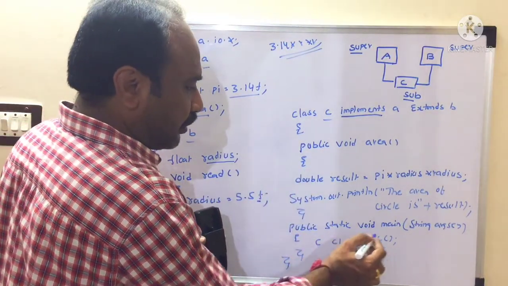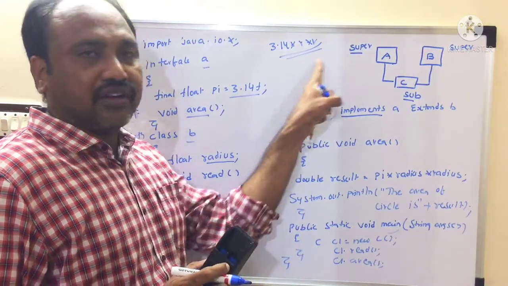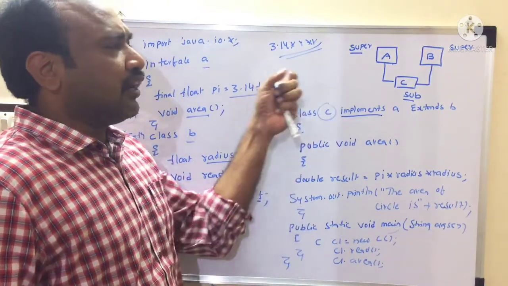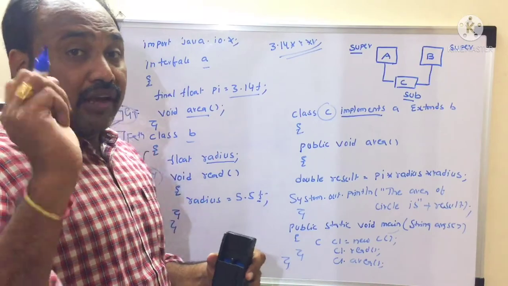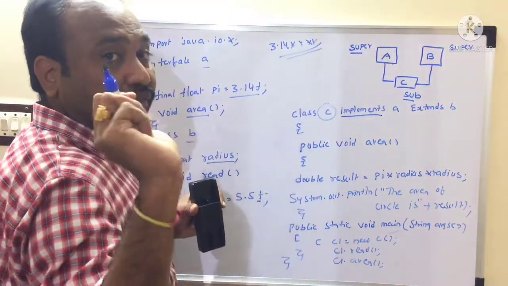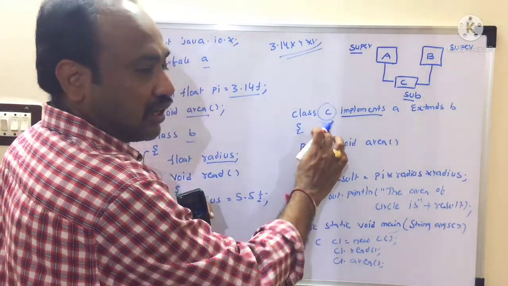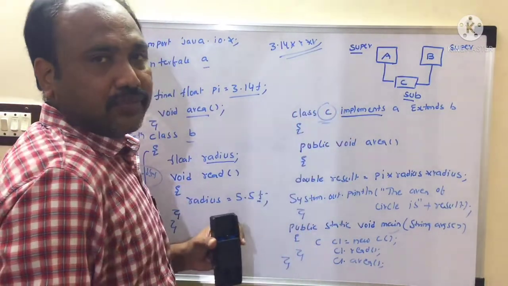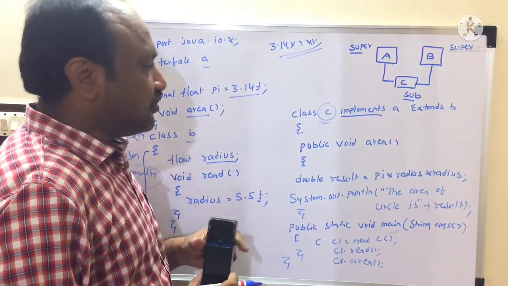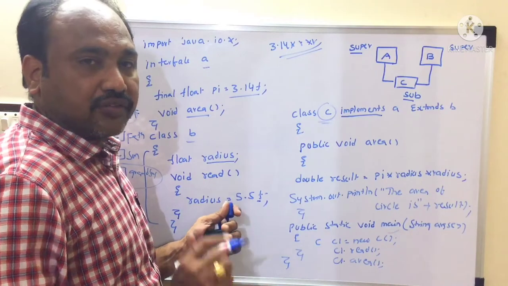Where we have written the main class and C class, you can save it as C.java, or you can use interface demo.java. While compiling the program, use javac interface demo.java. But while running the program, what is the main class name? Where is the main class located? In the C class. So you have to write java C. This is the program to demonstrate multiple inheritance.